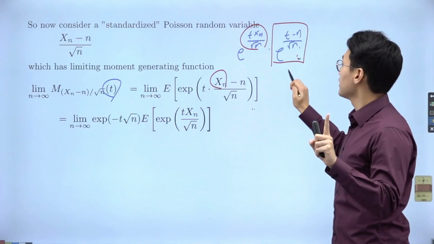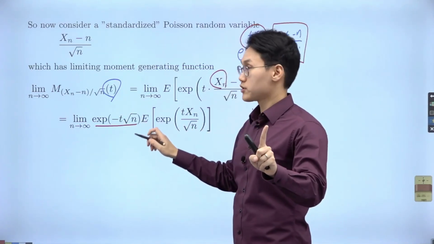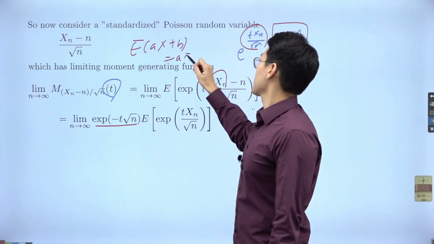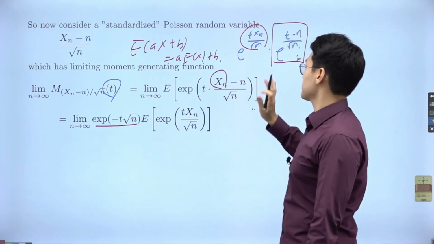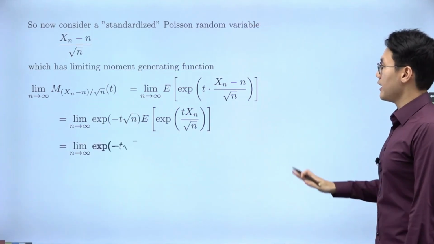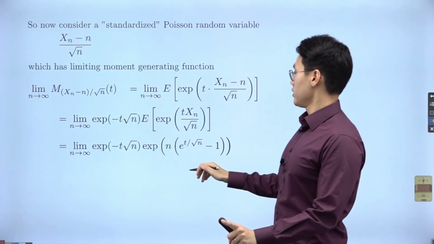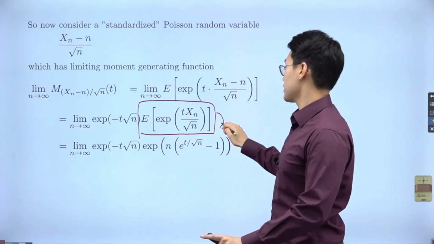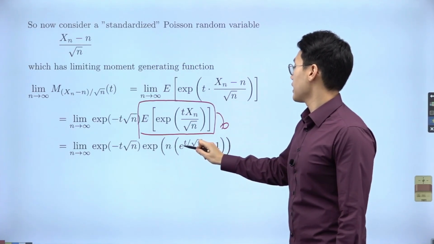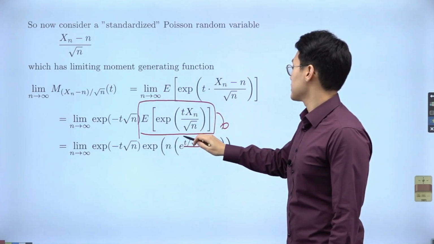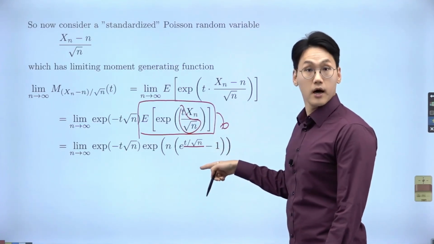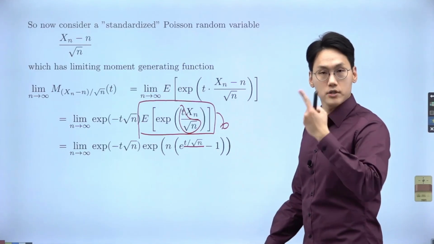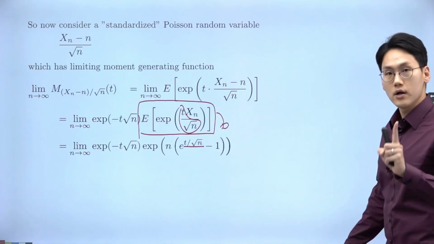So that can come outside of the expected value, because using the linearity of the expected value, the constant multiple can come out, where we simply have to add the constant. That's what we have. And from this, we already have the moment generating function of the Poisson. So I would simply use it, instead of the lambda here, I'm putting the t over square root of n, because that was the moment generating function of the Poisson. No problem. So far, so very good.